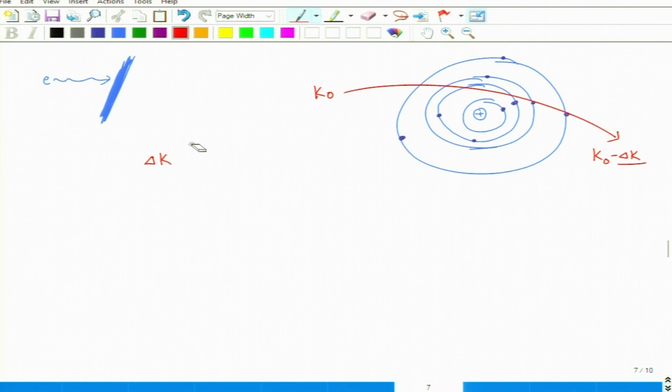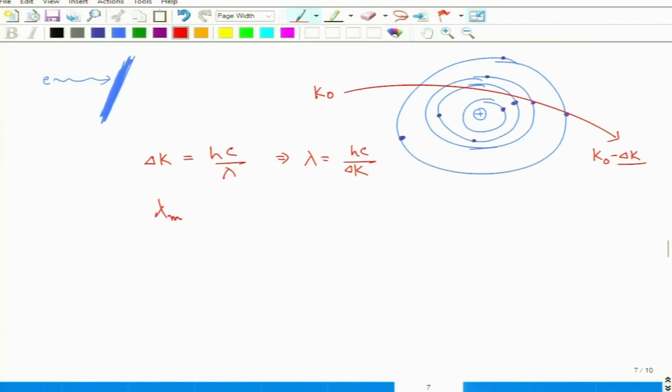So this is the energy. This should be equal to hc by lambda. This lambda is the wavelength of that photon, or the wavelength of the X-ray. So from here we can write that lambda equals hc by del k.